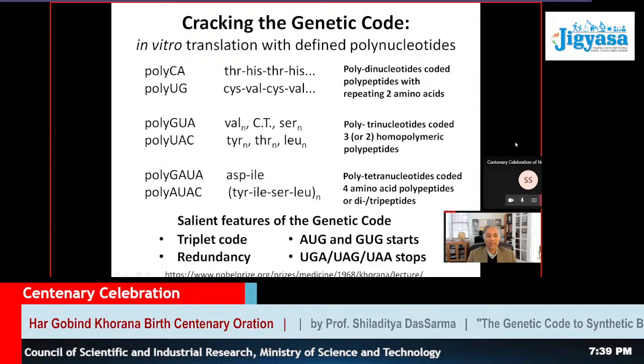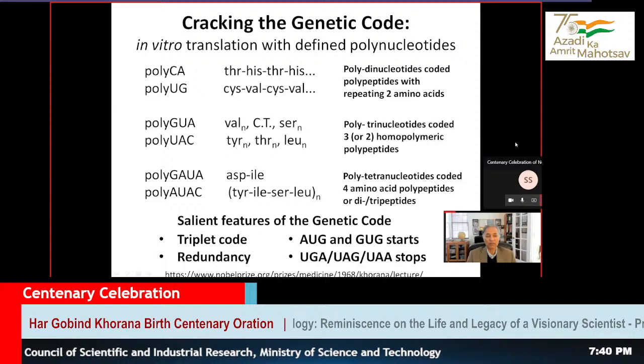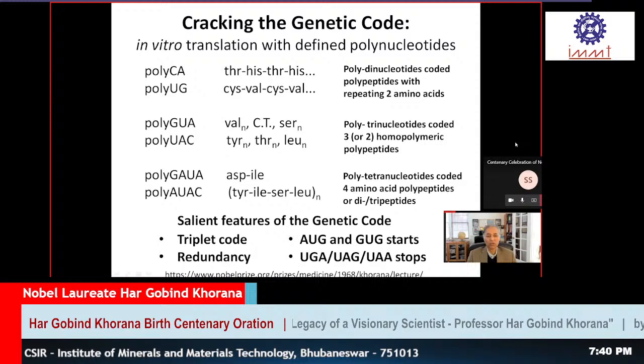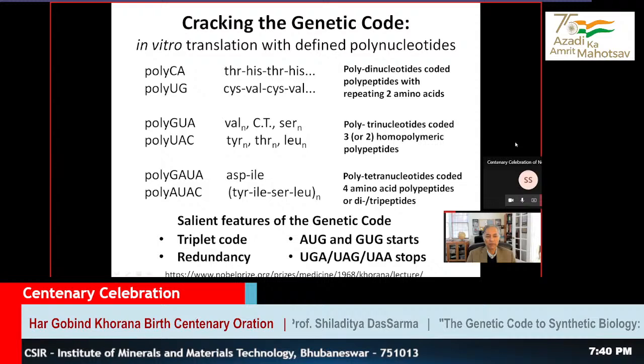And in the case of the tetranucleotides, he obtained either short di- or tripeptides, such as in the case of GAUA, he obtained aspartic acid and isoleucine, or in the case of AUAC, he obtained a polymer of four amino acids, tyrosine, isoleucine, serine, and leucine.